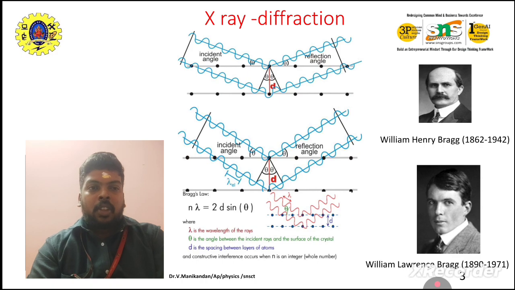Later, W. H. Bragg and W. L. Bragg, a father and son, derived the universal Bragg's law for diffraction of X-rays by crystal structure: n lambda equals 2d sin theta. This is used to identify the positions of atoms in a particular crystalline material. In the earlier class we discussed symmetry operations, and the atomic positions are identified by diffraction techniques.